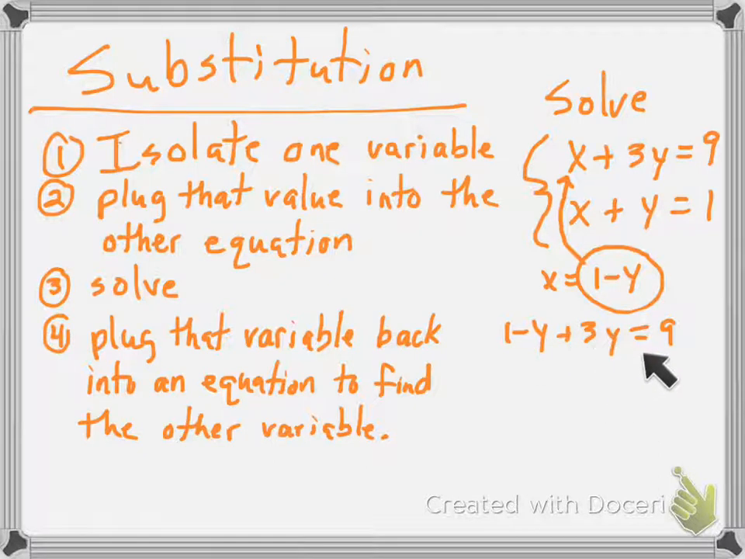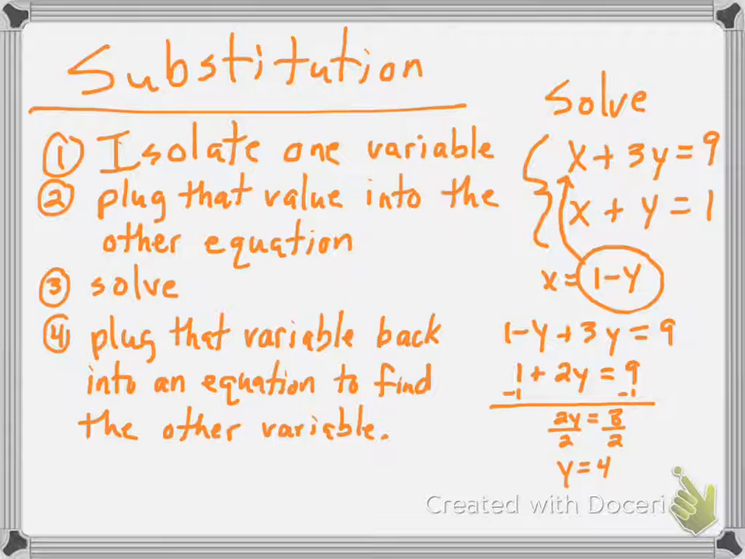All I have is y's here, so I can do step 3 and solve, and I can figure out what y is. So first I've got to combine like terms. So negative y plus 3y is 2y. Then I have to subtract 1 from both sides. I get 2y equals 8. So then I divide by 2, and I get y equals 4.